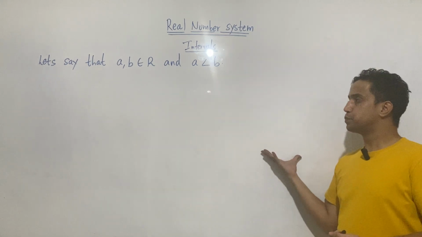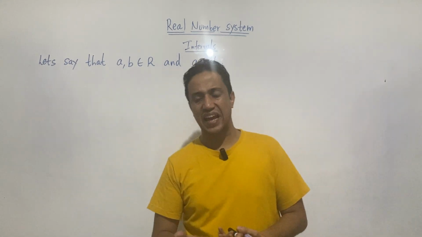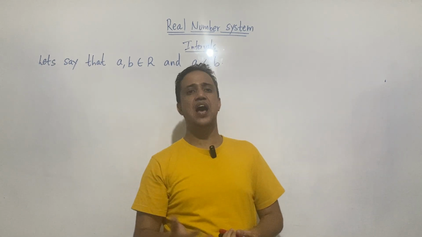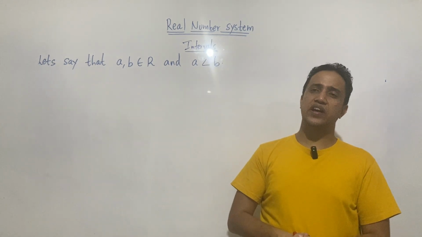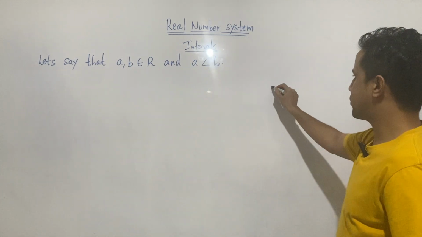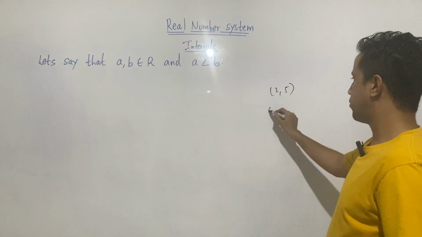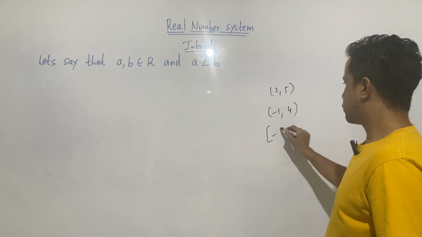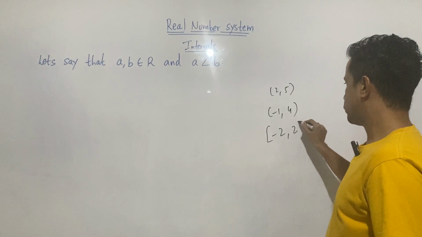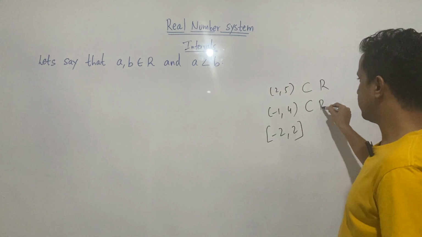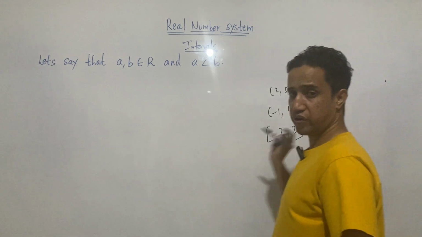So whenever you think of any interval that comes to your mind, whether it is 2 to 5 or -1 to 4 or -2 to 2, right? All these intervals are subsets of the real numbers, right? I hope you agree with me.